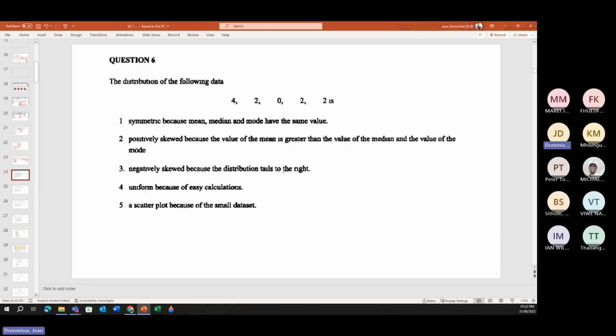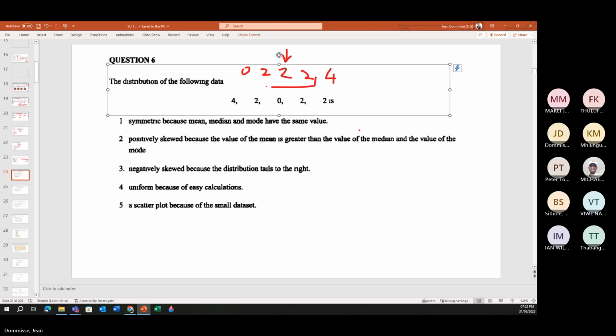Okay, last one for the evening. Look at the distribution 4, 0, 2, 2, 2. They say it is symmetrical because mean, median, and mode have the same value. So let's see. First, rank the data. Okay, so that's the median. That is the mode. So we know the median and mode are the same.